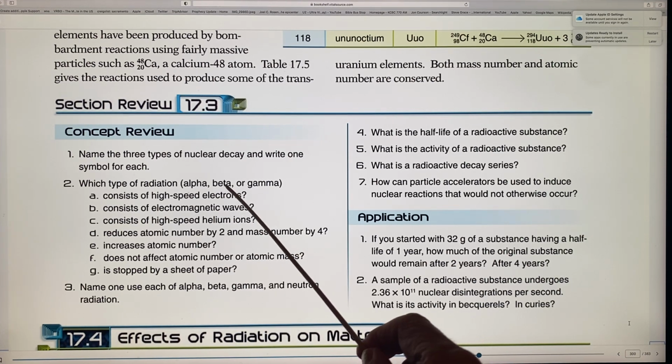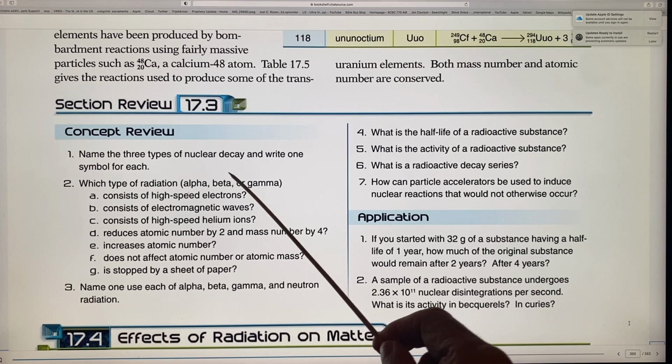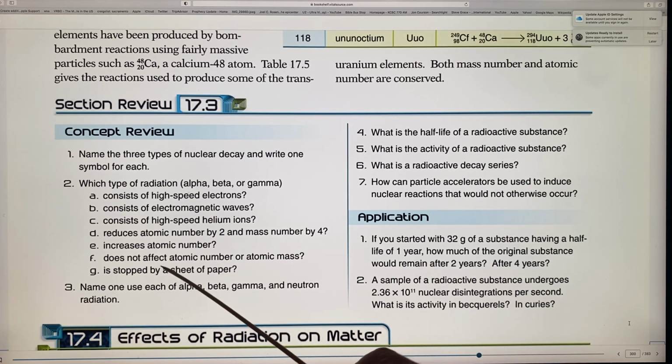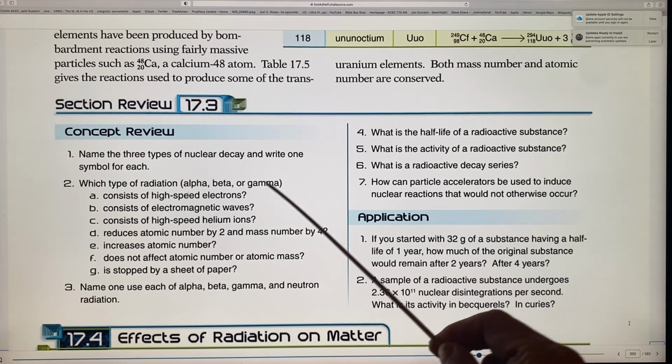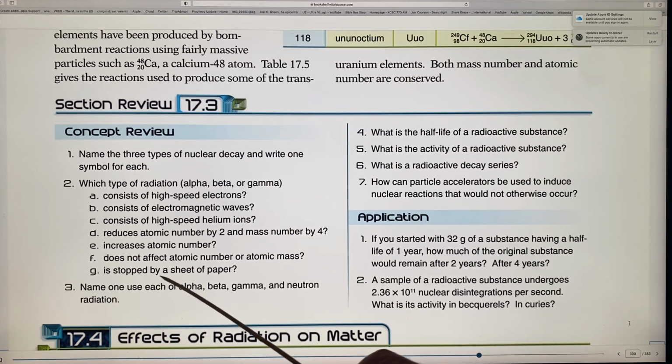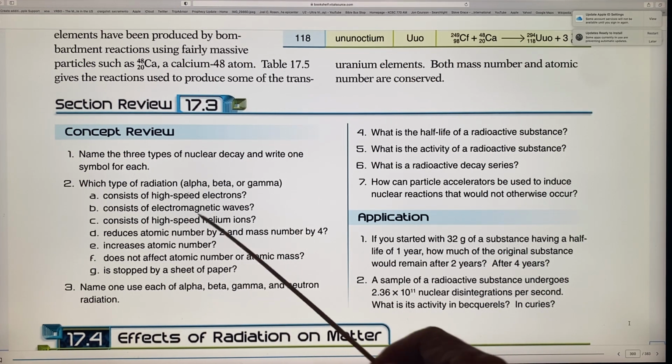Remember, one of the neutrons turned into a proton? That one. And so gamma does not affect atomic number or atomic mass. Gamma doesn't affect it at all. Gamma rays are gamma rays. Alpha are so big that they're stopped by a sheet of paper.